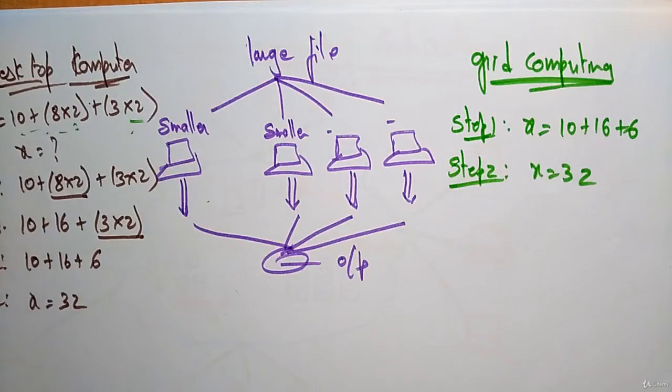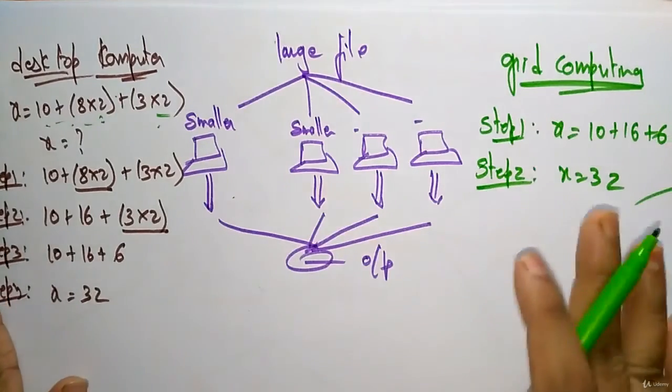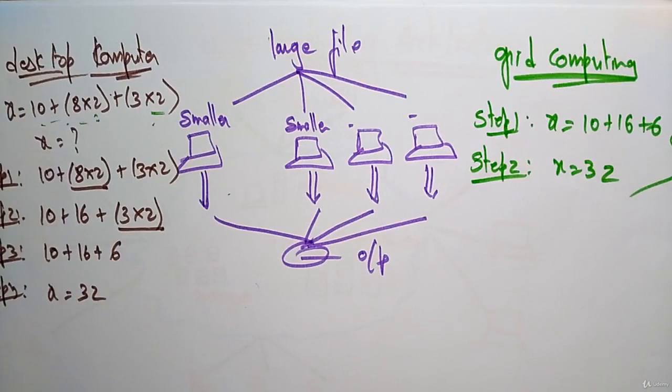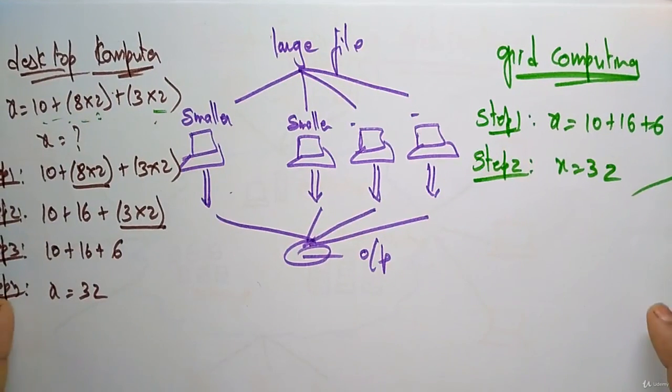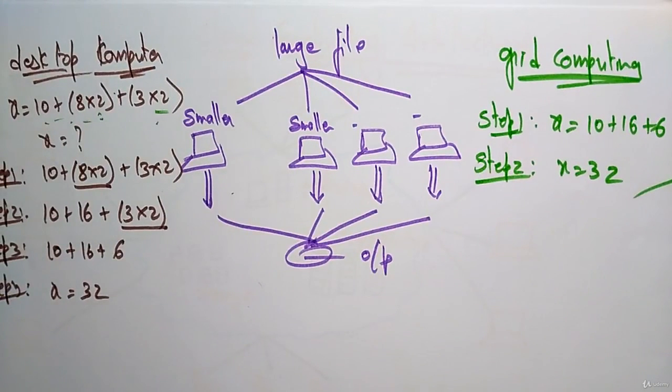Due to the multiplicity of resources, the overall effect is that only fewer steps are needed, which translates into shorter time frames. When compared to a desktop, grid computing calculates as fast as it can by using multiple processors. So this is about grid computing.